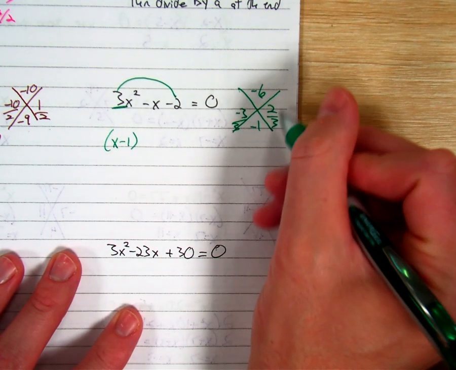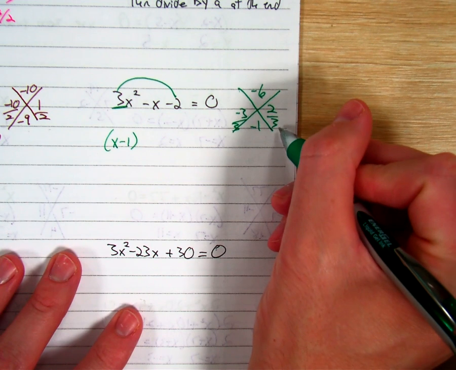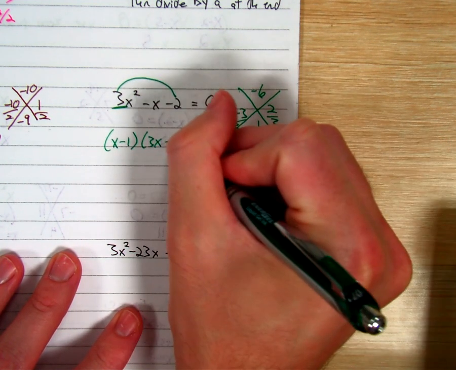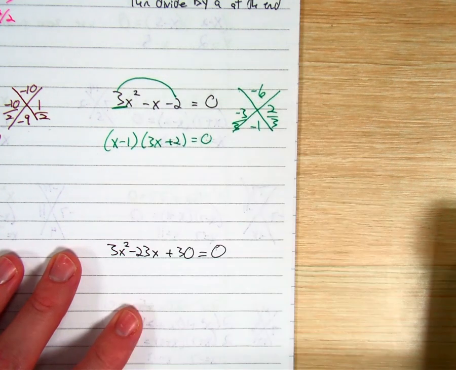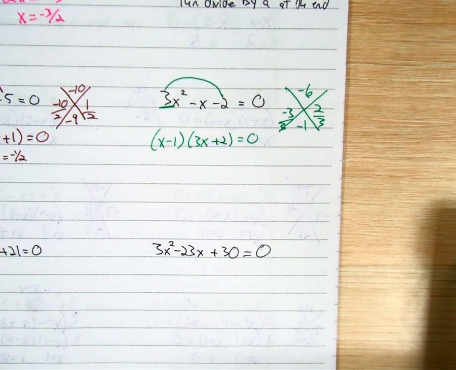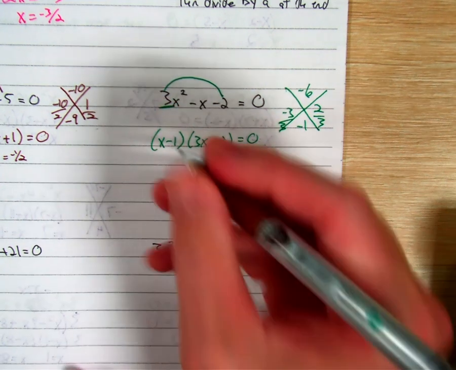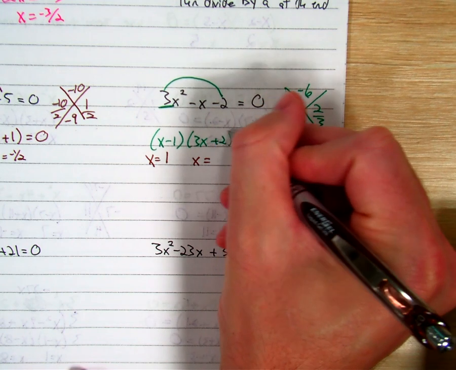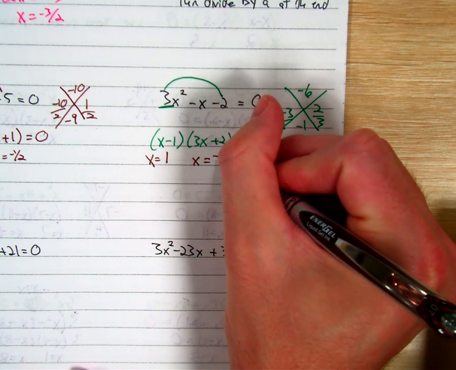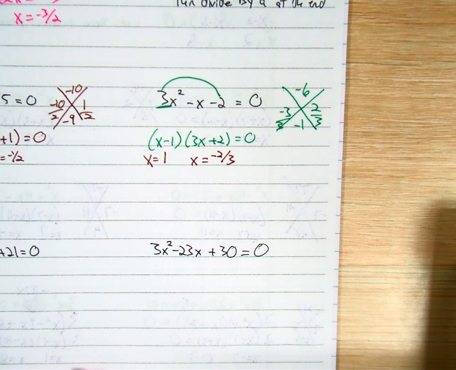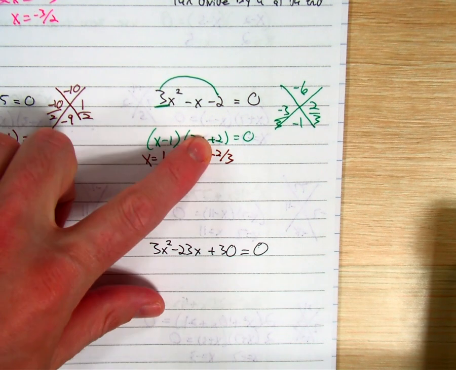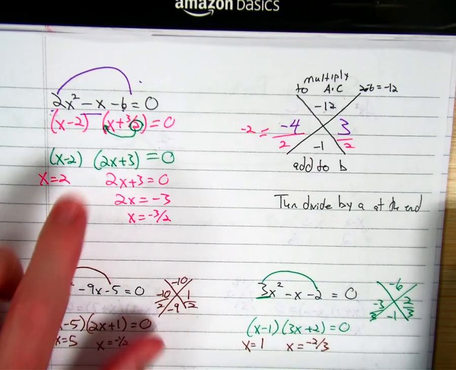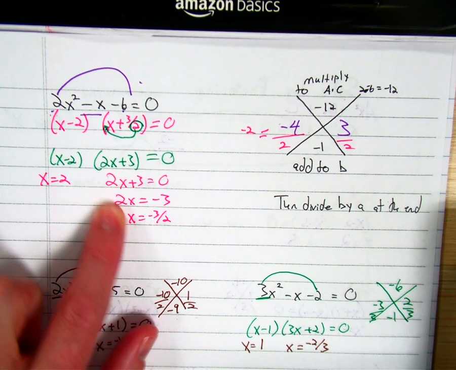This one doesn't work out very nice, 2 over 3. So the bottom number goes in front of x. Top number was positive 2, so plus 2. Okay, let's solve them. X equals positive 1, x equals negative 2 divided by 3. Opposite of the back number, so negative 2 divided by the front number 3. Okay, if you don't like that trick, you can always just set that group equal to 0 and solve.